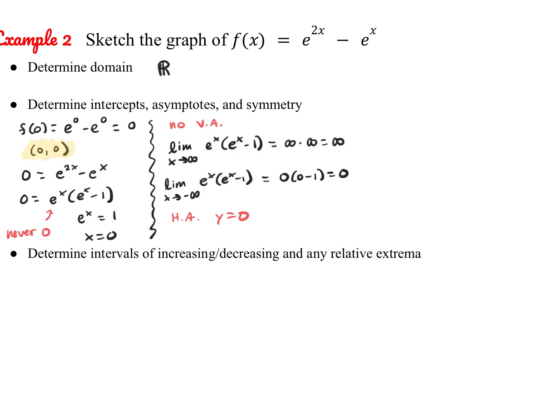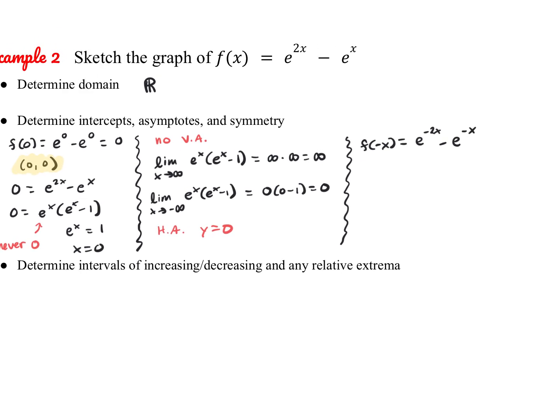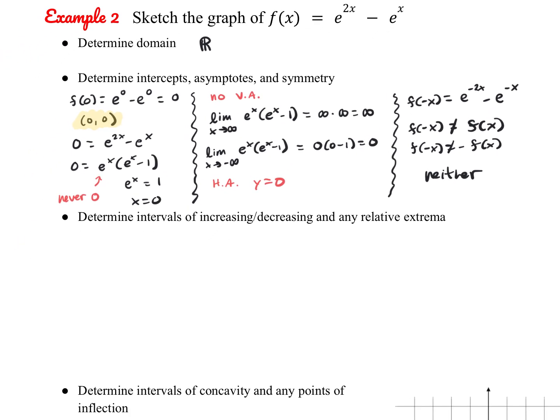And then if we do a quick test for symmetry, we plug in negative x and we see what we get. So we get e to the negative 2x minus e to the negative x. So here they are, they're not the same, but they're not exactly opposite because we do have these negative exponents. So our result is not equal to f of x, so that means it's not even, and it's not equal to negative f of x, so that means it's not odd, so it's neither even nor odd. So we can't use symmetry to help us at all for this problem.